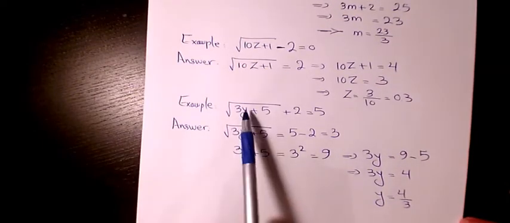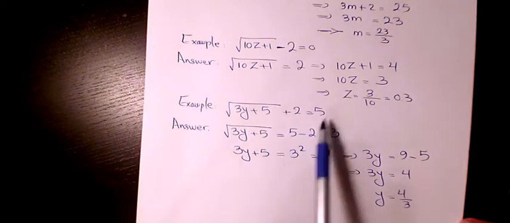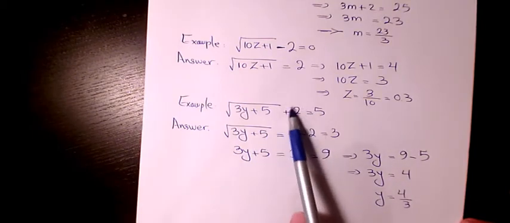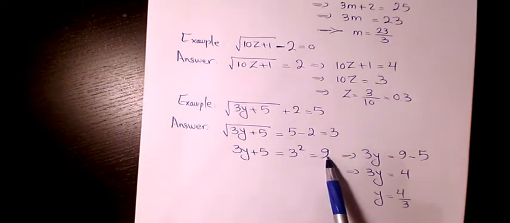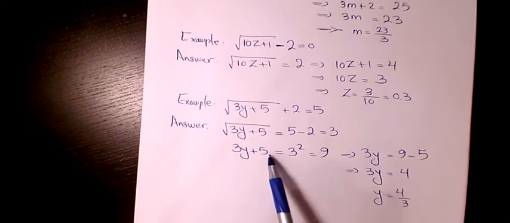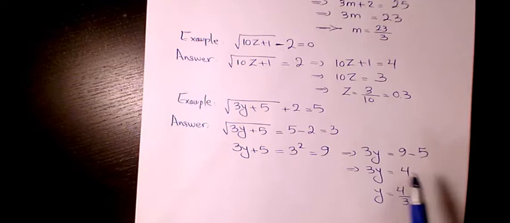So one more time, we have square root of 3y plus 5 plus 2 equals to 5. Then we move the 2 in here. It's going to be 5 minus 2, which is 3. Then we square that. It's going to be 9. This one is 3y plus 5. So 3y will be 9 minus 5 equals to 4. So y will be 4 over 3.